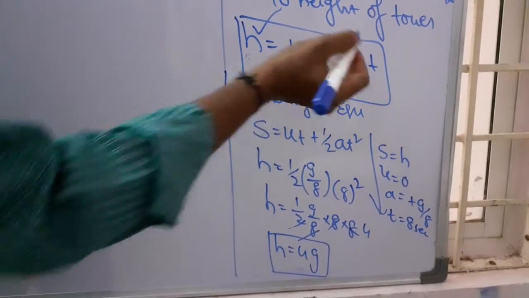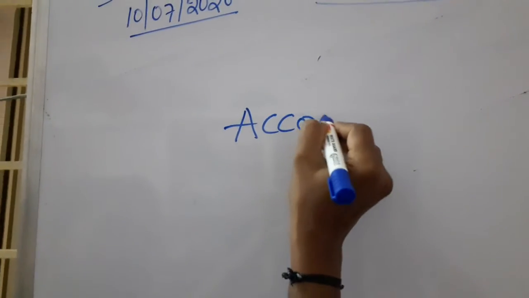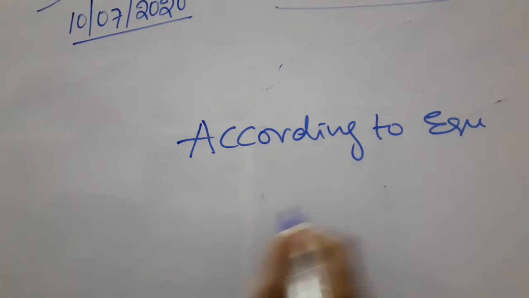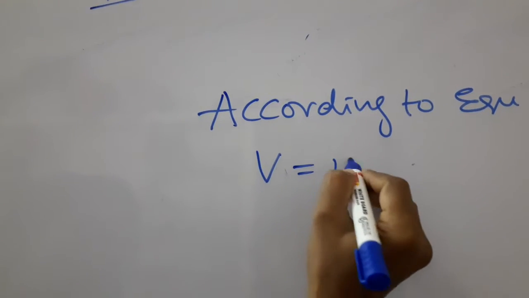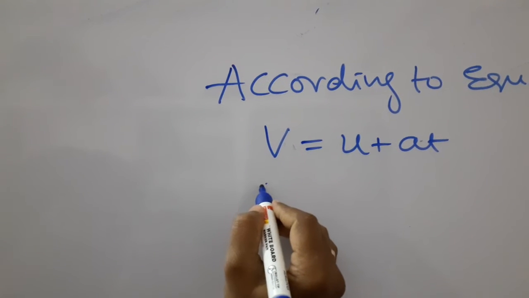Next, the u value we are going to calculate according to the equation v is equal to u plus at. V value, what is that here?